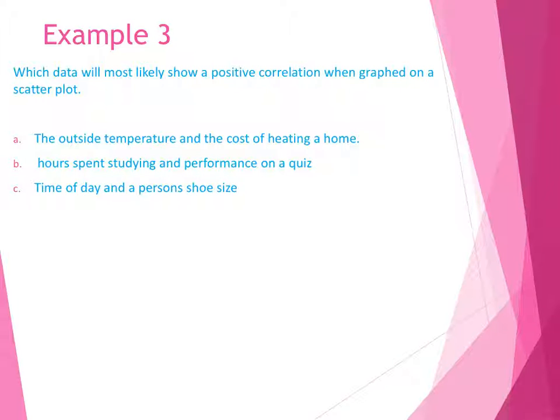Here are a few more practice problems. Go ahead and decide which data will most likely show a positive correlation when graphed on a scatter plot. So in A, the outside temperature and the cost of heating a home. Again, what's independent, what's dependent? Okay? So the cost of heating a home would depend upon what the temperature is outside, which would be your independent variable.